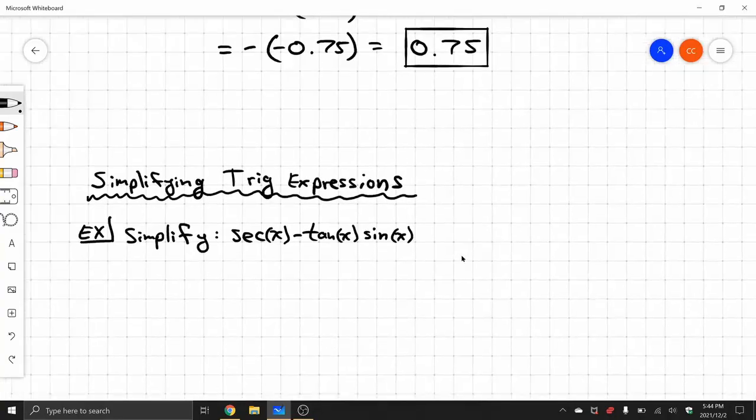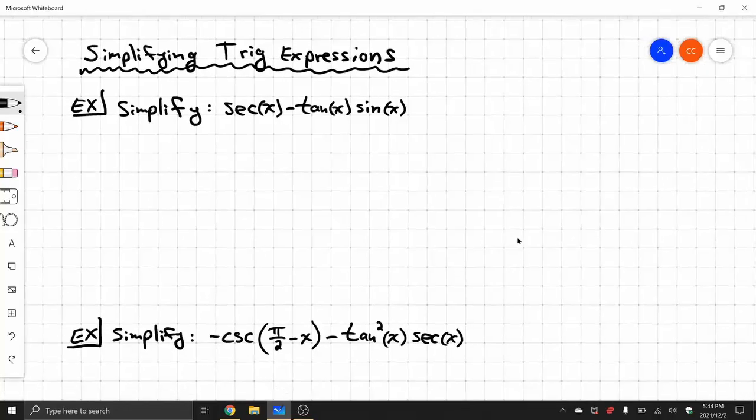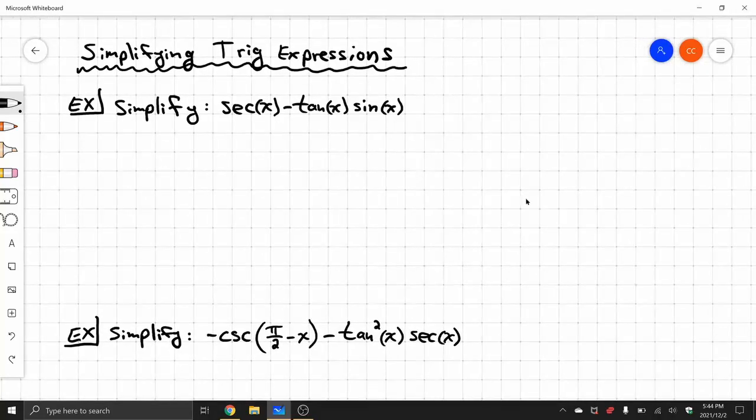Alrighty, now we're going to take a look at simplifying trig expressions. Okay, there's not always one specific way to do these. So we're going to just take a look at a few different types of expressions that we might be given and how we might be able to simplify them, okay?